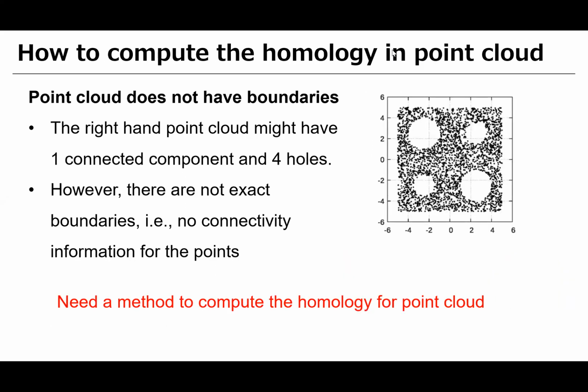However, a point cloud does not have boundaries, and it's difficult to define exact holes in a point cloud. For example, in the right-hand figure, maybe we can say this geometry has one connected component and four holes. However, we do not have exact boundaries as shown in the figure. Consequently, we do not have exact evidence that this geometry has one connected component and four holes. Basically, a point cloud does not have connectivity information, and we cannot say the exact number of holes. A sophisticated method is required to calculate topological features for a point cloud.